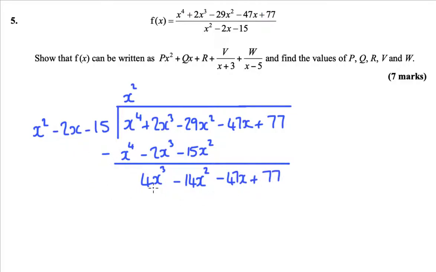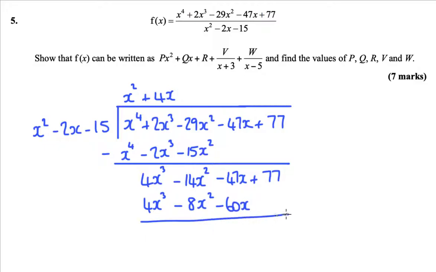We then start the whole process again. We say, what do we times x squared by to give us 4x cubed? The answer to that is positive 4x. We then multiply positive 4x by all of this. We're going to get 4x cubed. We are going to get minus 8x squared. We're going to get minus 60x. And we subtract that. This is going to be 0 again.